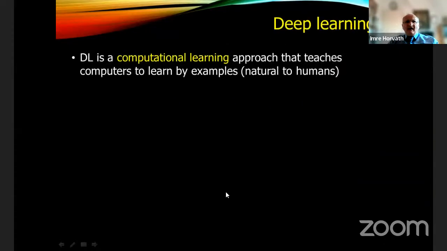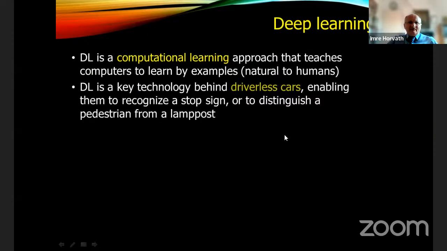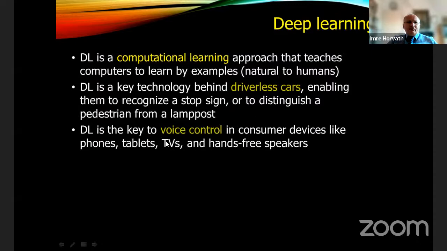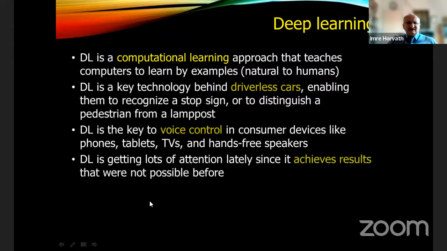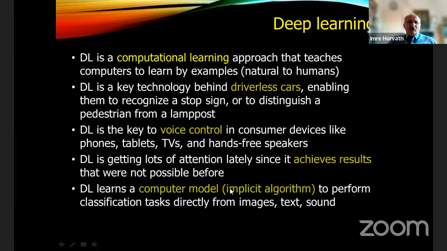So let's see the principle of deep learning. It is a computational learning approach that teaches computers to learn by examples, which is a natural thing for humans. Deep learning is a key technology behind driverless cars, enabling them to recognize a stop sign or to distinguish a pedestrian from a lamppost. Deep learning is the key to voice control in consumer devices like phones, tablets, TVs, and hands-free speakers. Deep learning is getting lots of attention lately since it's achieved results that were not possible beforehand.